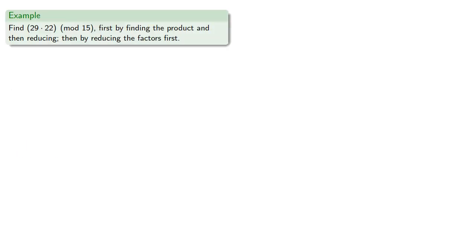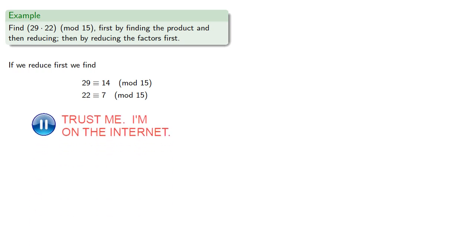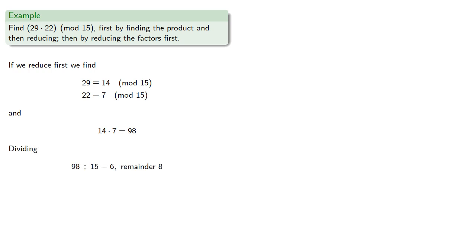Let's find a product, mod 15, and we'll do it in two ways. First, we'll find the product and then reduce. Then we'll reduce the factors first and then multiply. So we multiply, divide, we have a remainder, and so the product is congruent to 8 mod 15. On the other hand, if we reduce first, we find that 29 is congruent to 14, and 22 to 7. The product is, and then dividing we find, and so the product is also congruent to 8 mod 15.